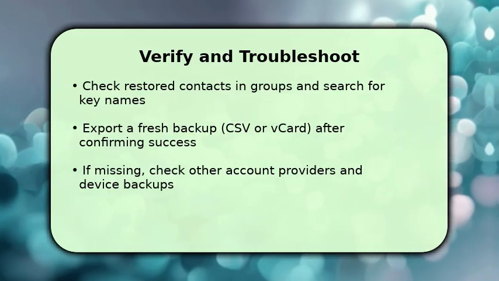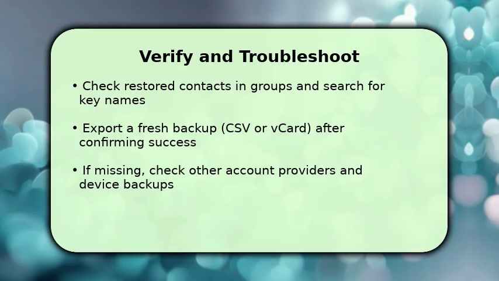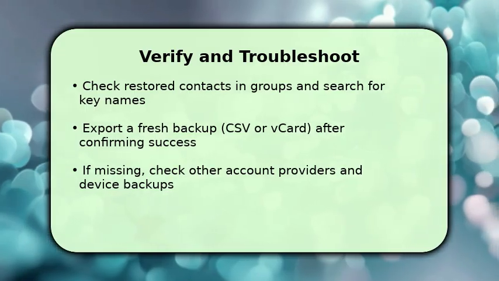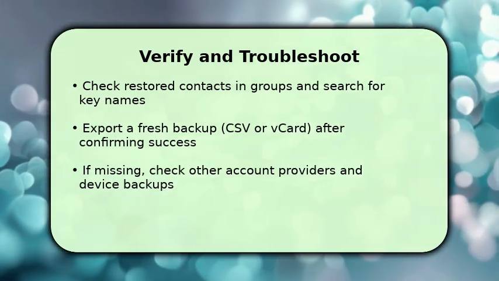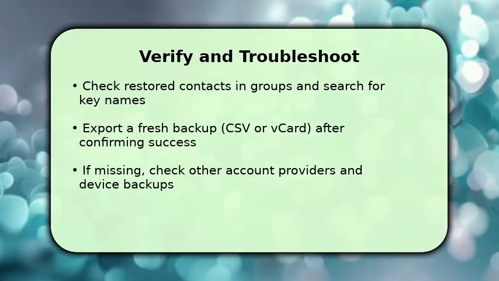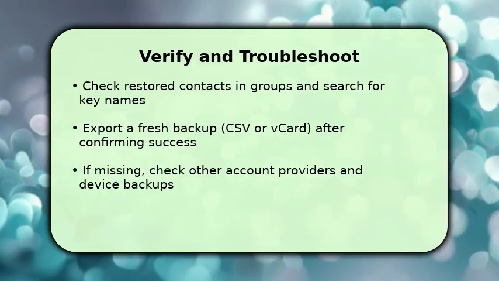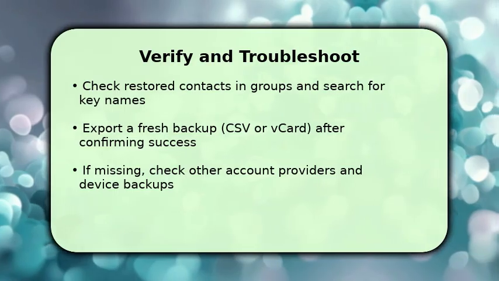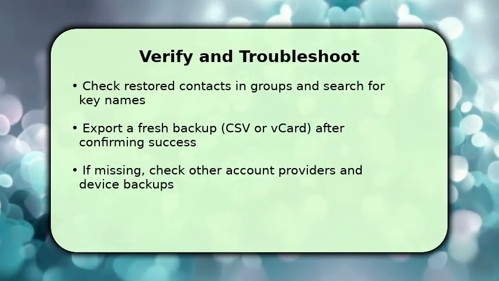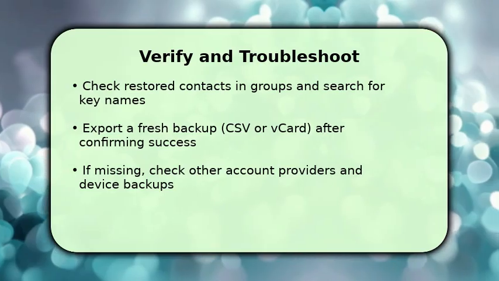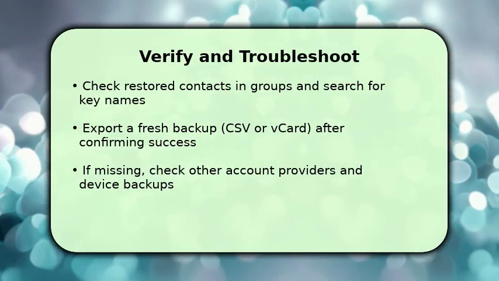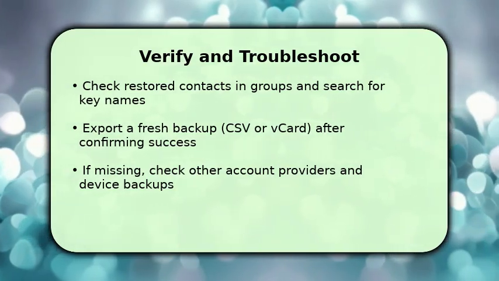If everything looks correct, export a new backup as CSV or vCard so you have a local copy. This prevents repeated recovery steps. If contacts are still missing, make sure you checked all linked accounts and any device-level backups. Sometimes the data was in a different account. One troubleshooting tip: if you don't see expected snapshots, review account activity logs and try a longer range.